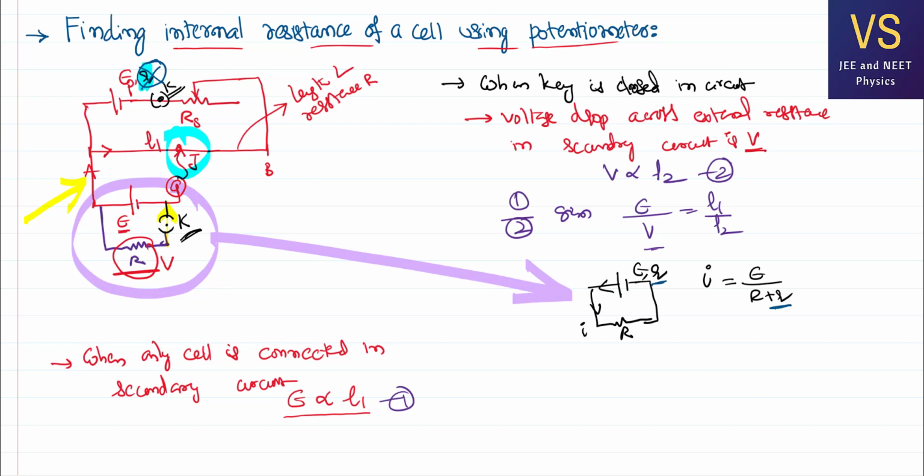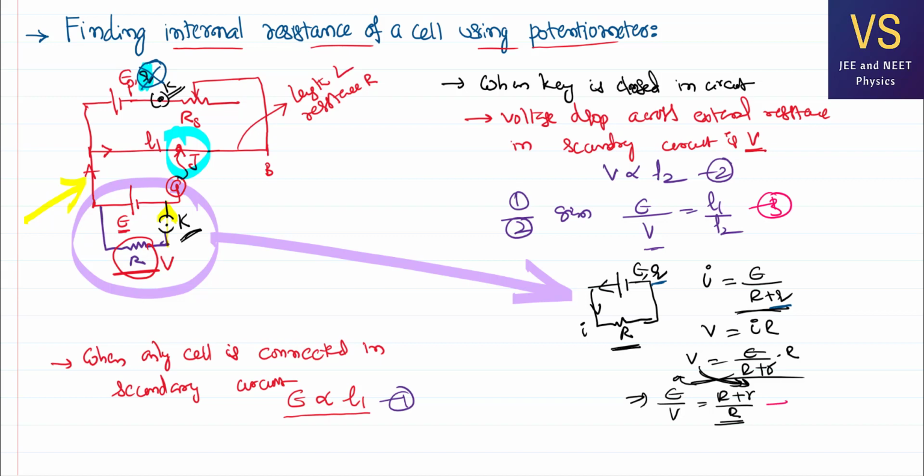In that case, what happens? Let's write the equation. I equal to total EMF by total resistance. So the potential drop across that resistance R is IR. I is E by capital R plus small r multiplied by R. This is V. From here, I can get a value of E by V. Let's take this to this side. It becomes capital R plus small r by capital R. I have just rearranged this term to this side and this term to this side. So this is equation 4, E by V. This is the E by V of the same cell, right?